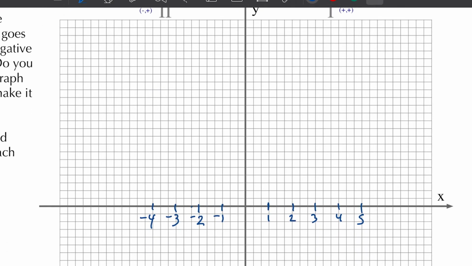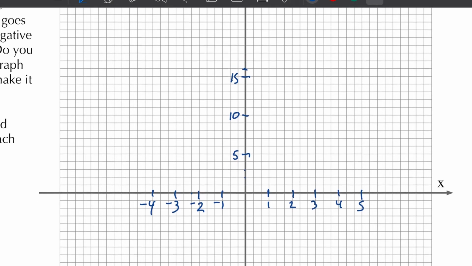All right, now we have to go all the way up to 16 here. So we're actually going to have to go up by 1s each time, but I'm not going to write down every number. I'm going to write down every 5th number. 1, 2, 3, 4, 5, 6, 7, 8, 9, 10, 11, 12, 13, 14, 15. And there's 16. That's the highest I need to go with these. All right, so let's graph this.